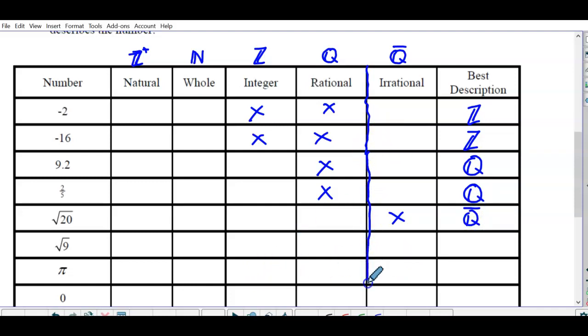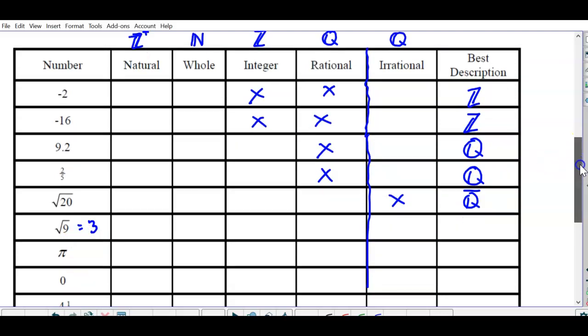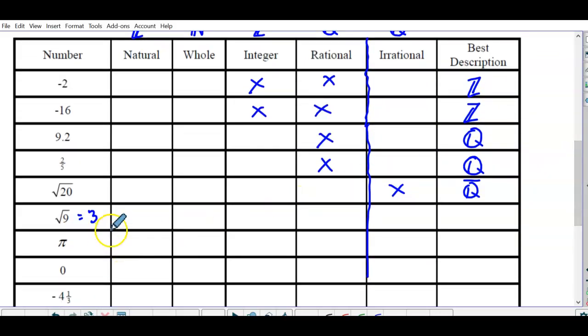So you can see it's either one side or the other of it. Root 9, always simplify your radicals. Sometimes we try to trick you, see if you know what they are. So root of 9 is 3, which is a natural number and which is a whole number, which is an integer, which is rational. So the most specific is the natural number. Then pi, we've already talked about that. That's irrational.